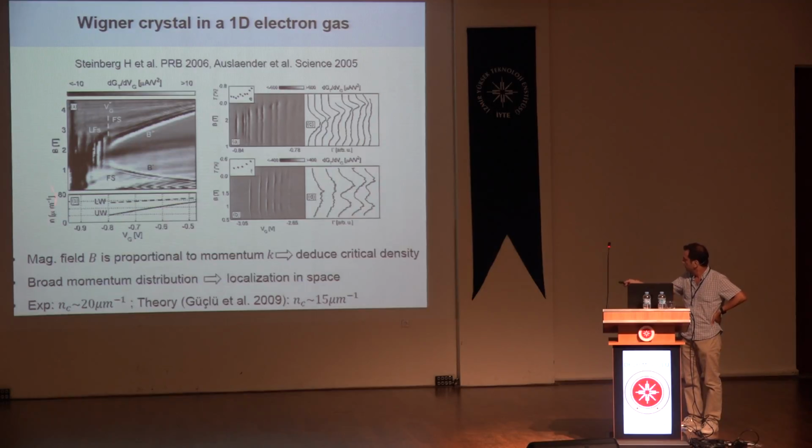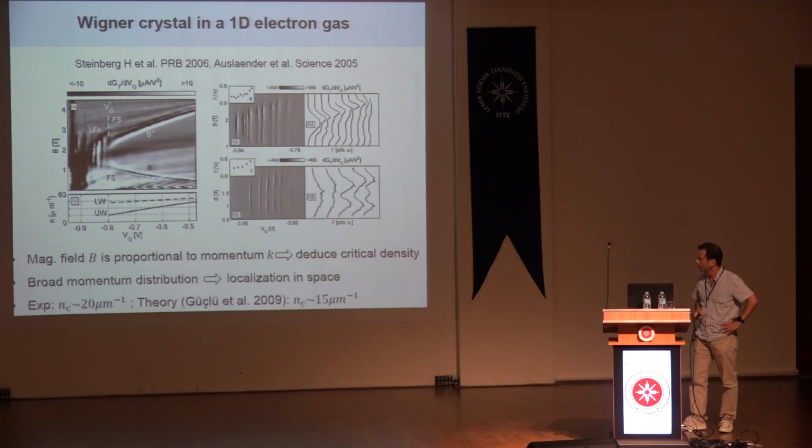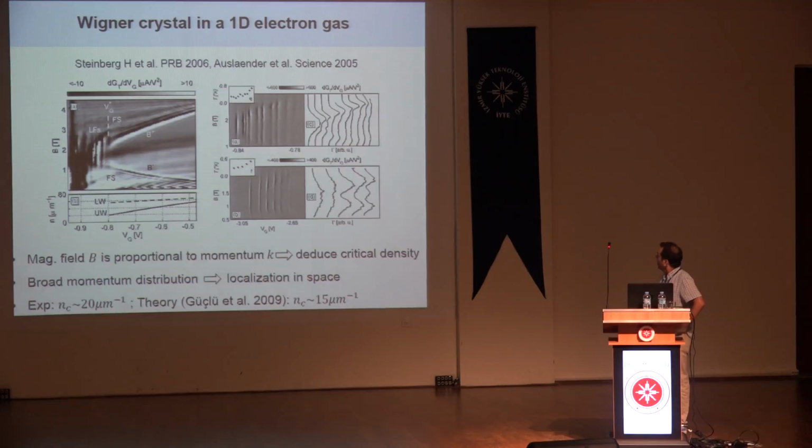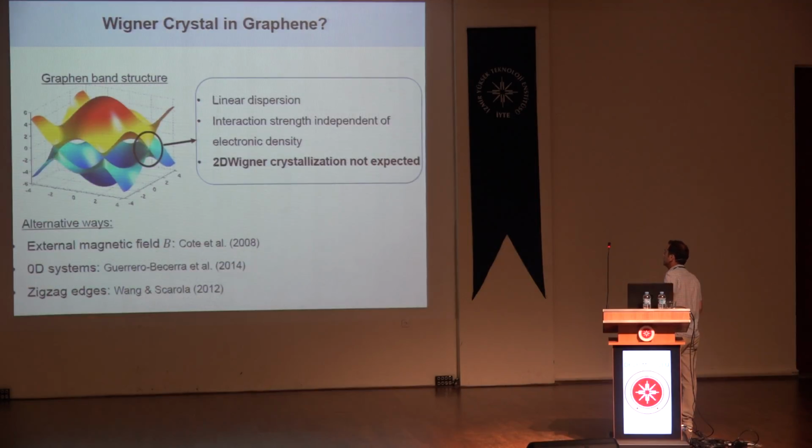So this is a signature of Wigner crystallization. And it turns out this happens experimentally at 20 micrometer minus 1, which is close to our earlier theoretical numerical results of 15 micrometer minus 1. Okay, so this was for an electron gas. What about Wigner crystal in graphene?